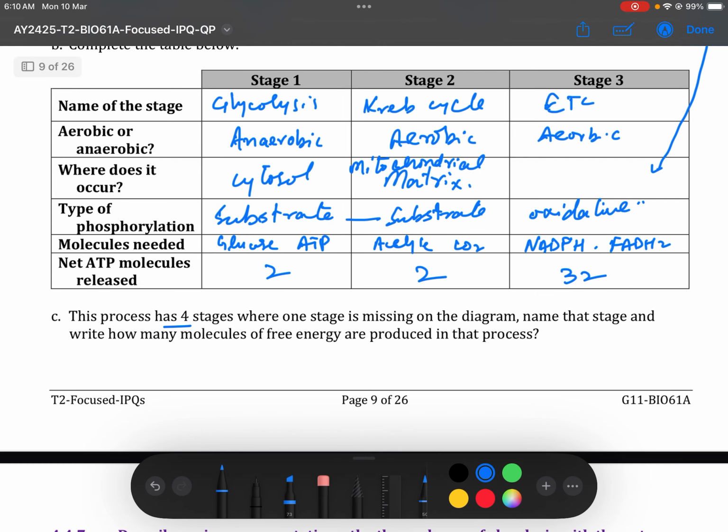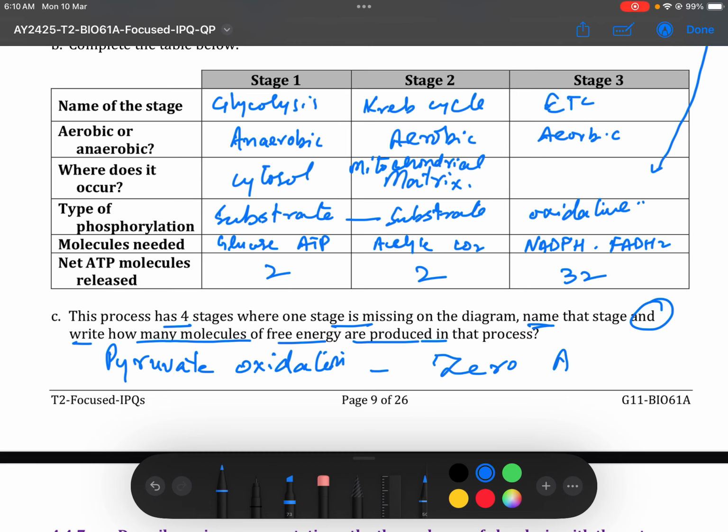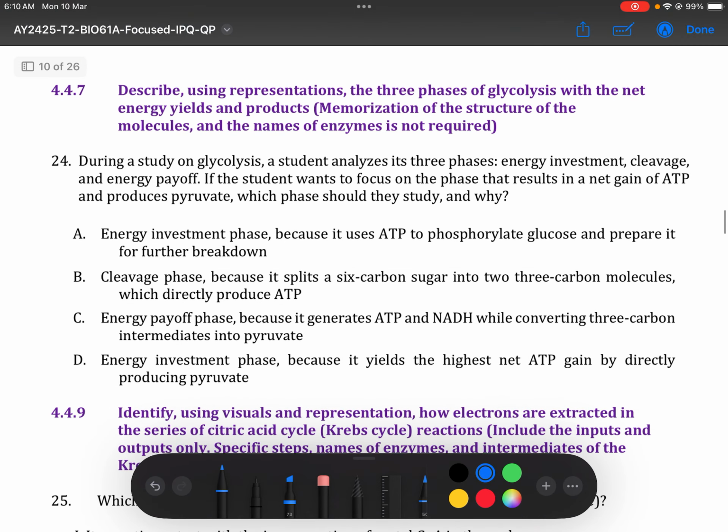The process has 4 stages. We know from the beginning, one stage is missing, of course, that is pyruvate oxidation. That's missing, it's not shown. Okay, name that stage. Okay, we did the name. And right, how many molecules of free ATP are produced in this process? Of course 0 ATPs are produced in this one, so make sure you are clear about it.